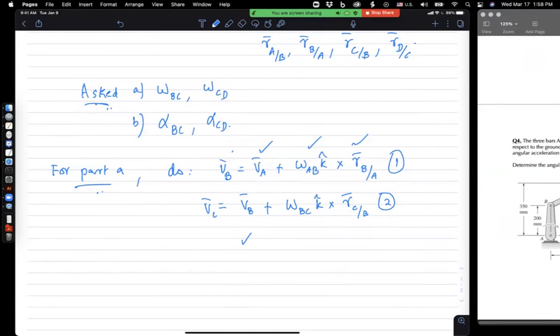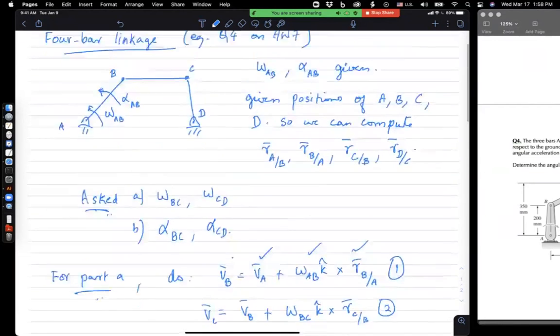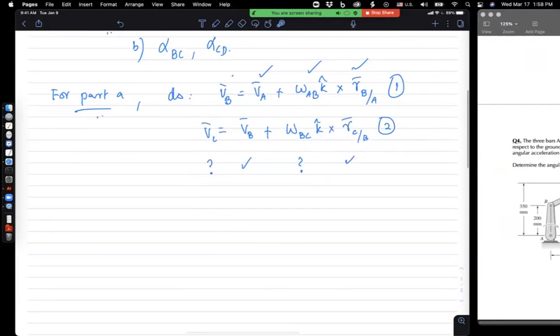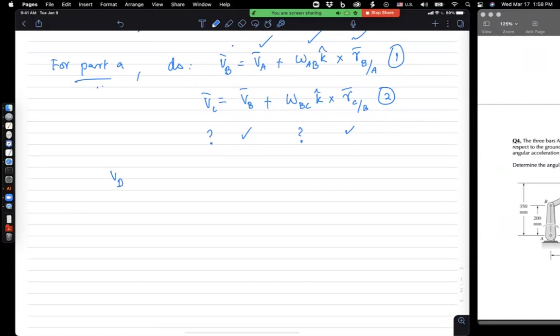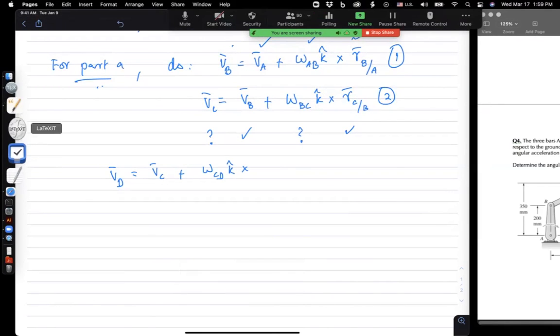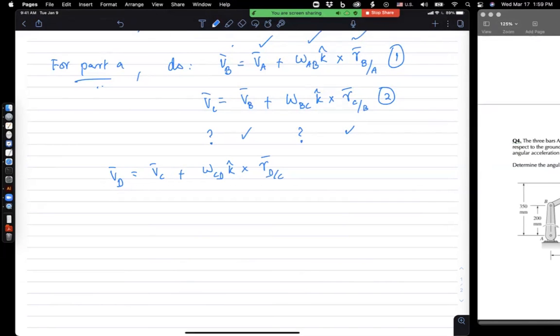Once you've executed equation number 1, you will know VB. So this is known, and this is not known, and this is not known. And then you do VC between these two things, and then VD equals VC plus omega CD K crossed with R D with respect to C. This is just a position vector, it's known. This is not known. This thing is not known. And this thing, what is VD?